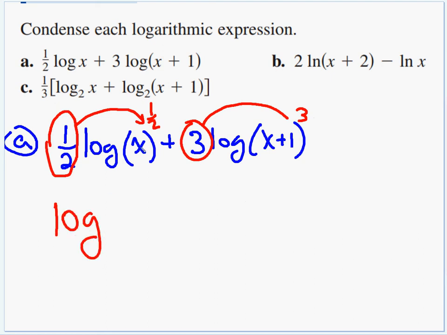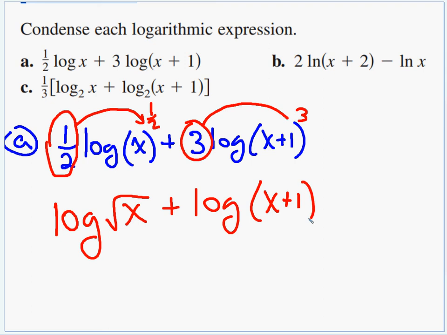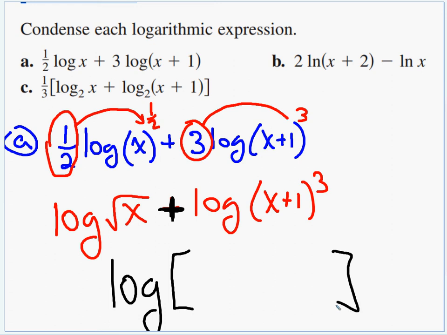So now we've got a log, and I'm going to rewrite that x to the half as the root of x plus the log of x plus 1 cubed. All right, one more condense here. We've got 2 logs added together. So that's going to become the log of a product. And what 2 things are we multiplying? We're multiplying that root of x, and we're going to multiply that by the x plus 1 quantity cubed. There we go. Final answer.